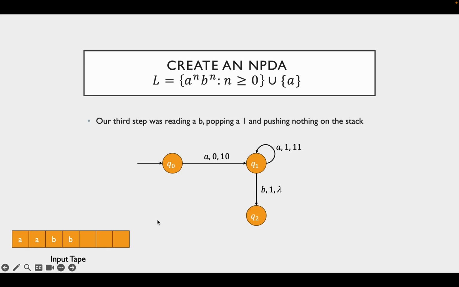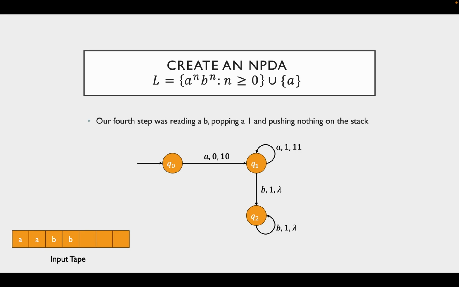In this particular example, we now read a B. And so we transition to a new state. If we don't transition to a new state, then it would allow us to read an A, B, A, which we don't want to do. So we transition to a new state, Q2. We pop a 1 off of the stack, and we don't push anything onto the stack. We've counted all of our A's now, and now we're counting our B's.